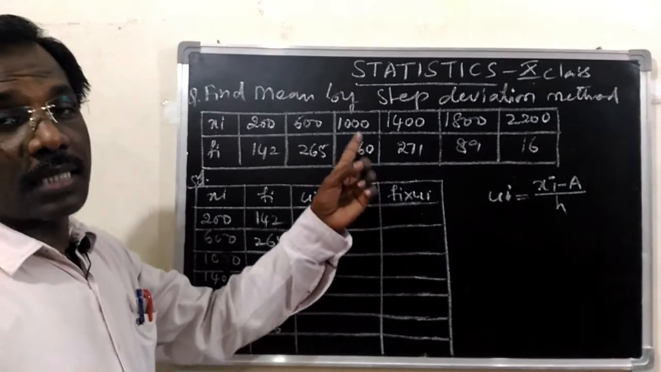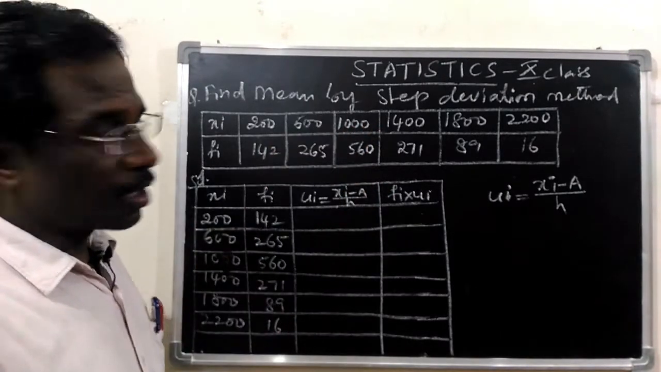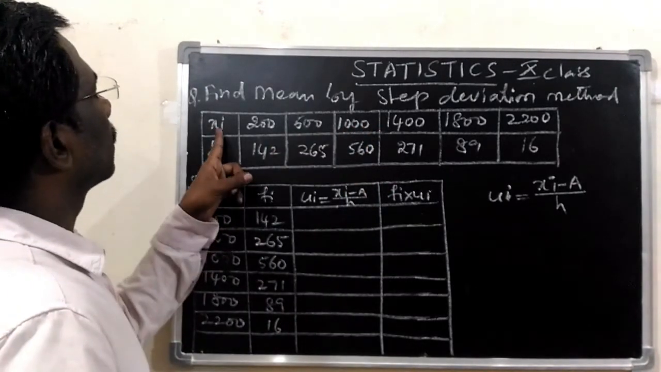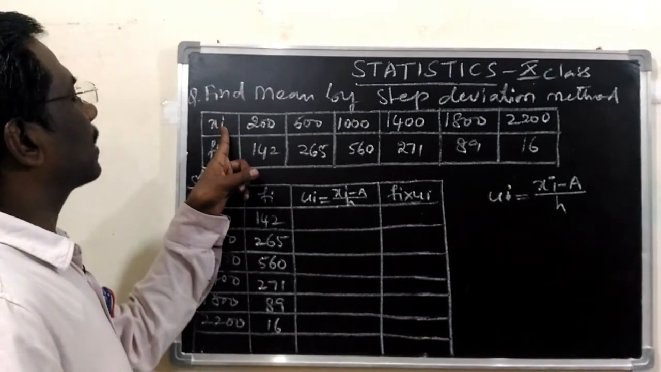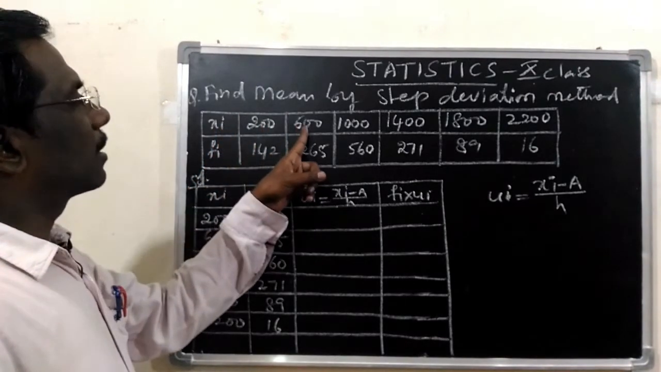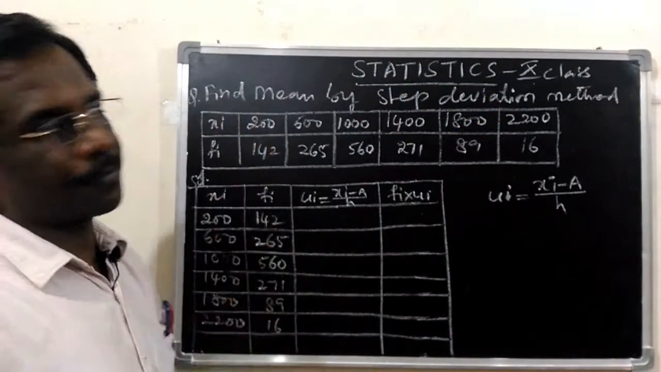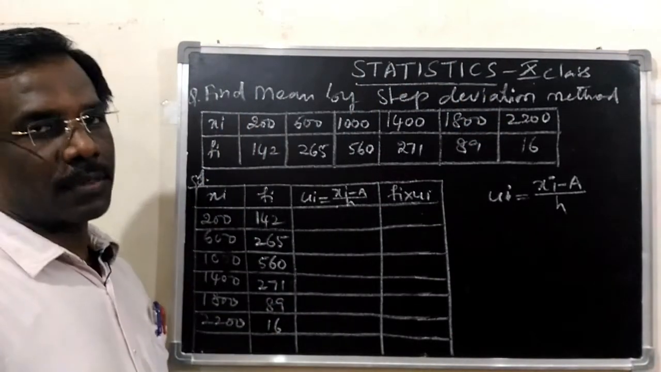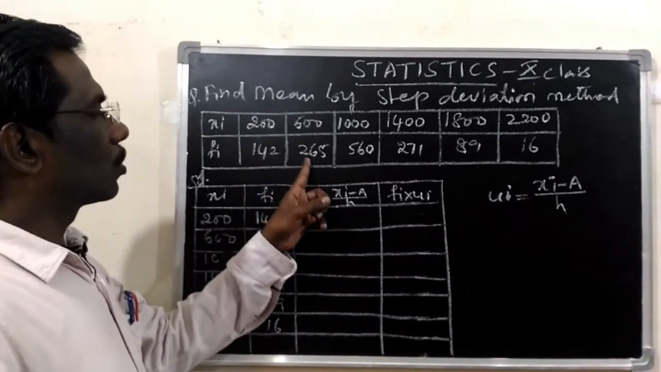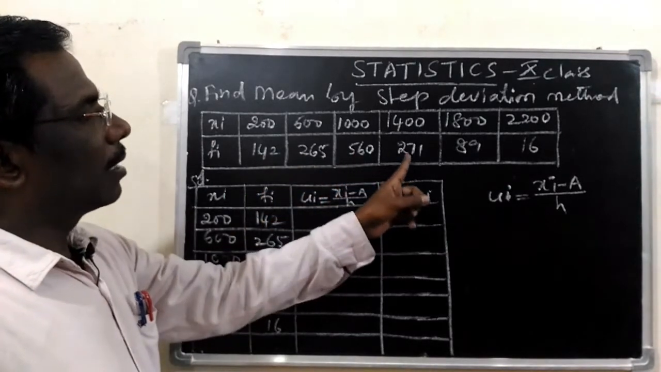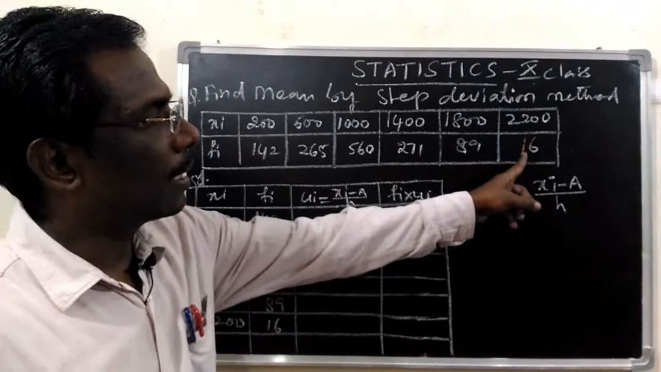Now, the next question is about finding the mean by the step deviation method. It is a discrete frequency distribution table. The question gives xi values 200, 600, 1000, 1400, 1800, 2200, and the frequency values given are 142, 265, 560, 271, 89 and 60.